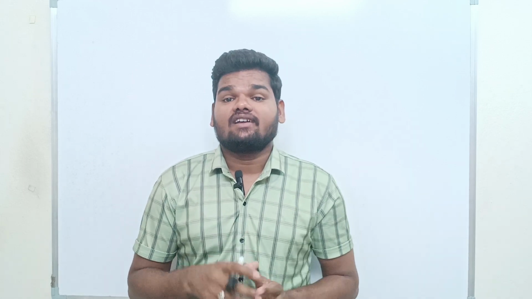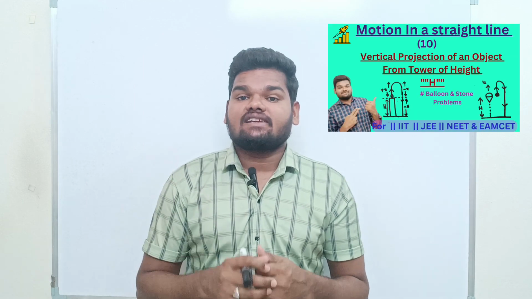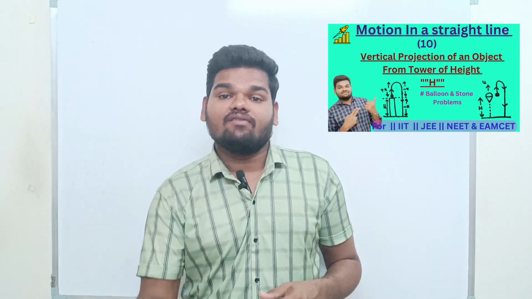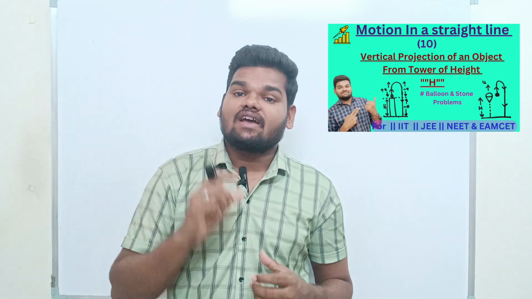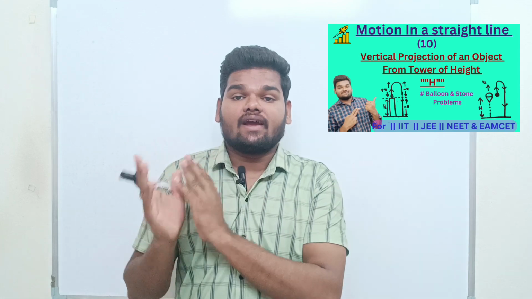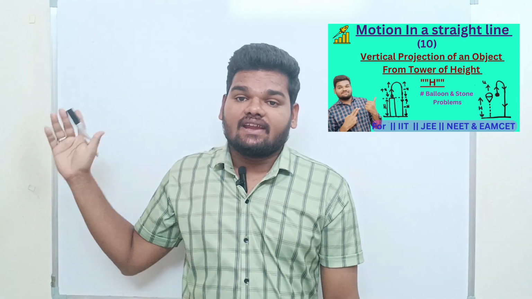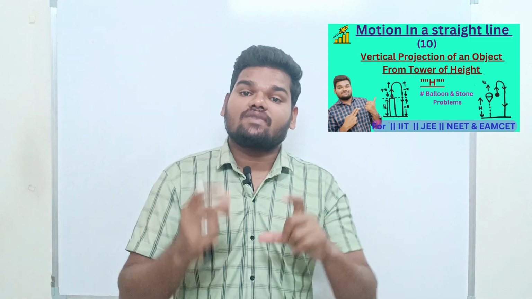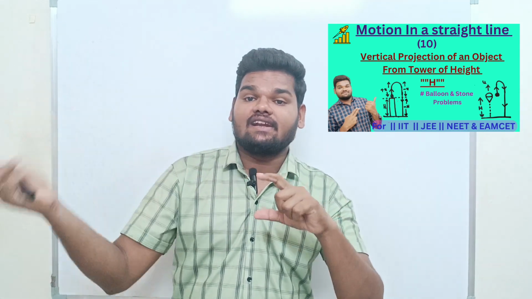As we know, the series of motion in a straight line is going on, and we have successfully finished the 10 lectures, right? In a previous lecture we discussed equations of motion in case of a vertically projected body from the height of the tower h. We also discussed some balloon and stone problems. At the end of the session we discussed a ball thrown from the tower of height h in three different cases.